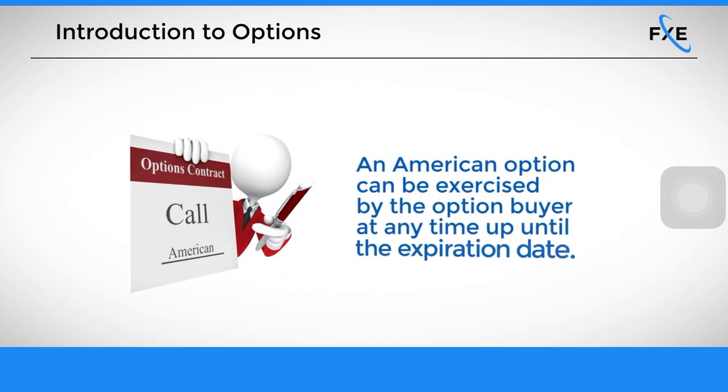An American option can be exercised by the option buyer at any time up until the expiration date. This means that if the option buyer held a 90-day call or put option on CBA, which had an expiry date of the 26th of June 2020, they can effectively exercise that option at any date between when they first purchased the option right up until the close of the 26th of June 2020.